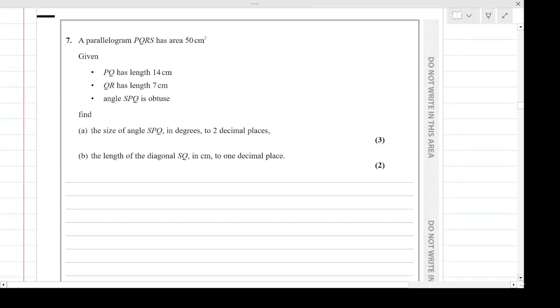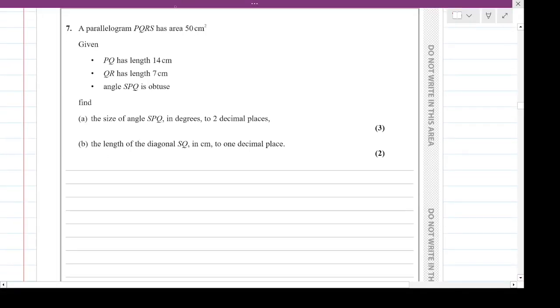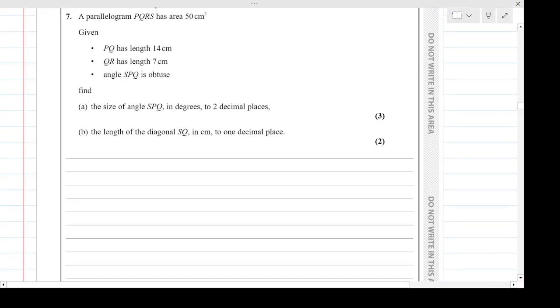Okay, so here we have this question. We're told a parallelogram PQRS has area 50, and we're given that PQ is length 14, QR is length 7, and angle SPQ is obtuse. We first need to find the angle SPQ. With these sort of questions, it's best to do a very rough sketch of what it looks like. So PQRS, let's say we have P here, then Q here, then R, then S, some parallelogram.